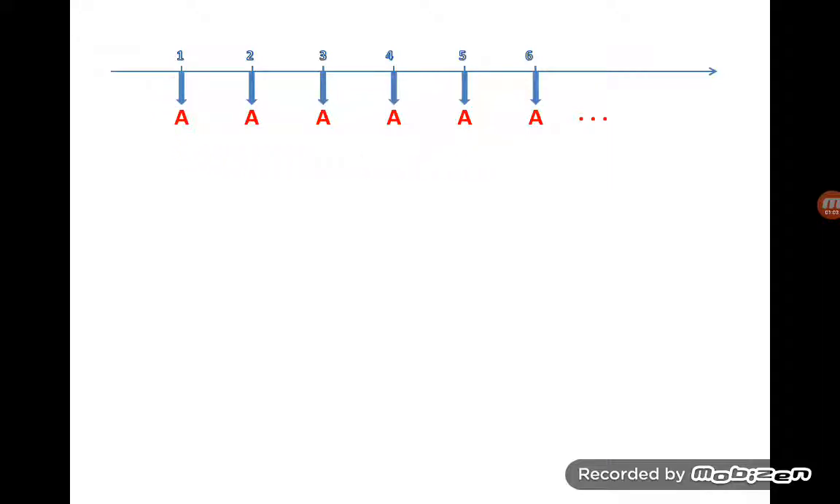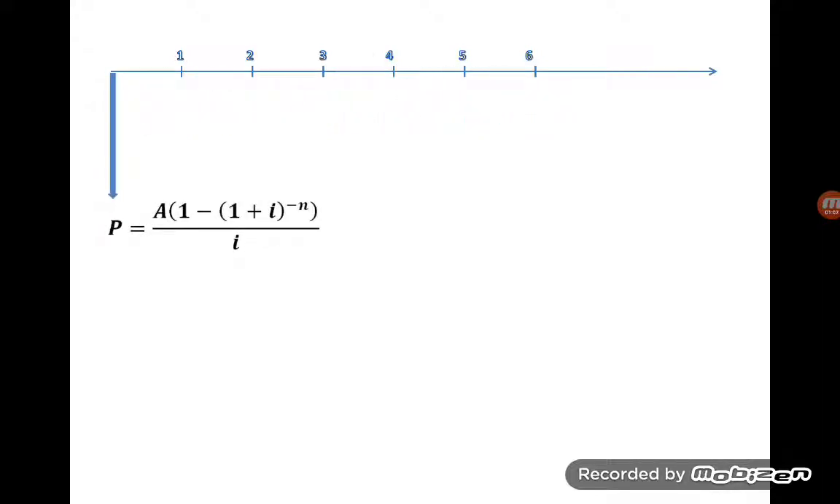So calculating the present worth of all of this annuity, we must have this formula. Present worth of annuity is equal to A times this expression here. But observe that your N here actually is an infinite value. So we substitute an infinite value for N. Take note that this is raised to a negative N.